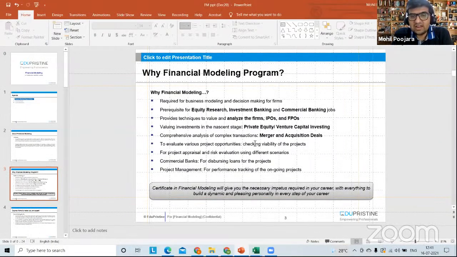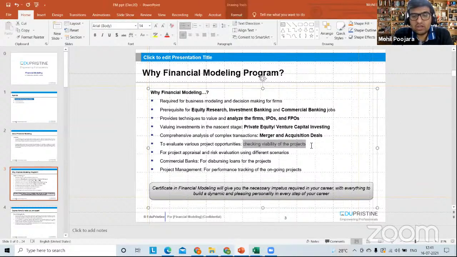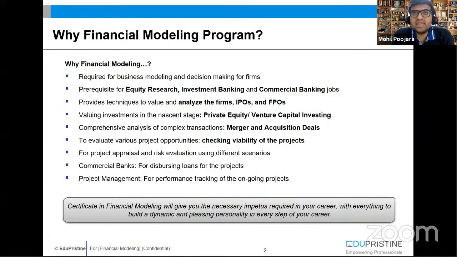The next area is something called project finance. Project finance or capital expenditure decisions. So think of any corporate, okay?